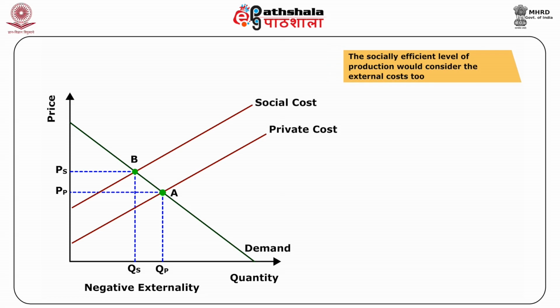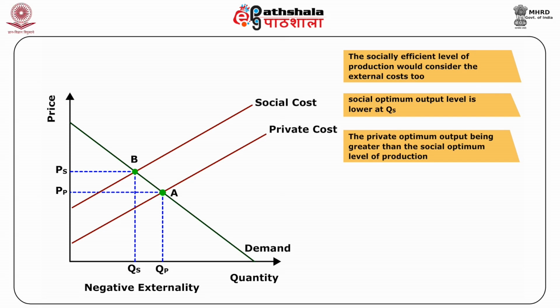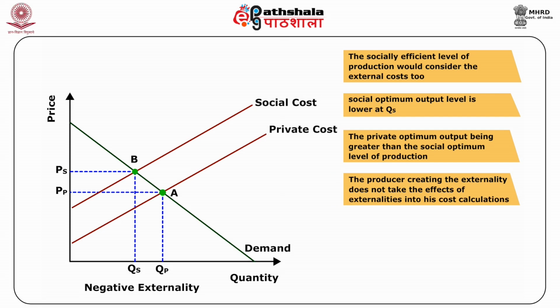However, the socially efficient level of production would consider the external cost too. The social optimum output level is lower at Qs. This leads to the private optimum output being greater than the social optimum level of production. The producer creating the externality does not take the effects of externalities into his cost calculations because producers are only concerned with their own self-interest.